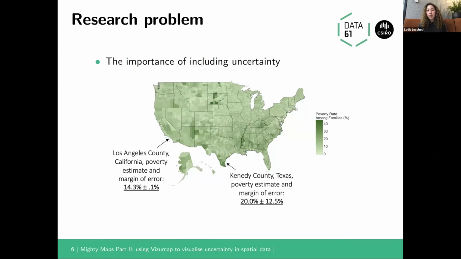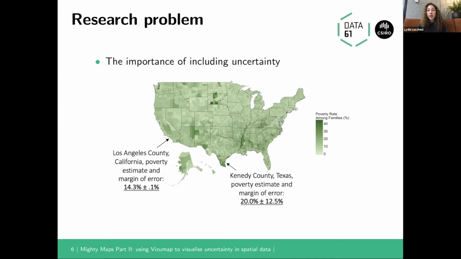Why is that a problem? Well, it's an important piece of information that should be considered in the decision making. And you could include a table of all of these values. However, for something like a US county map, that would include a table with 3,000 plus values. And so it's going to be very hard to get an overall idea of what the uncertainty is like, and it might even be ignored completely.